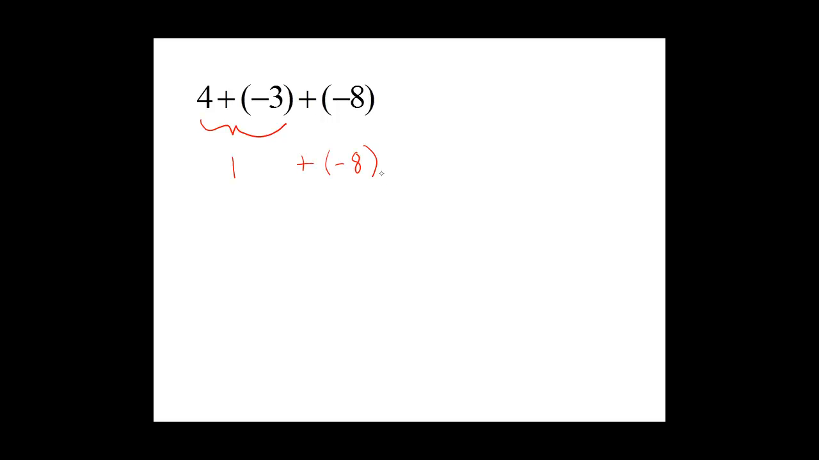Now we will add 1 plus negative 8. The signs are different, so we subtract the absolute values, taking the difference. 8 minus 1 is 7. Then we will keep the sign of the dominant number. The dominant number is 8. The 8 is negative, therefore our answer is negative. So our final answer is negative 7.